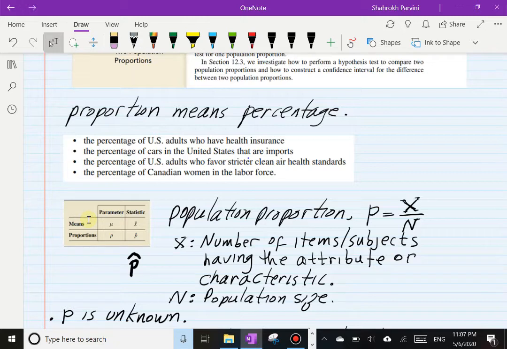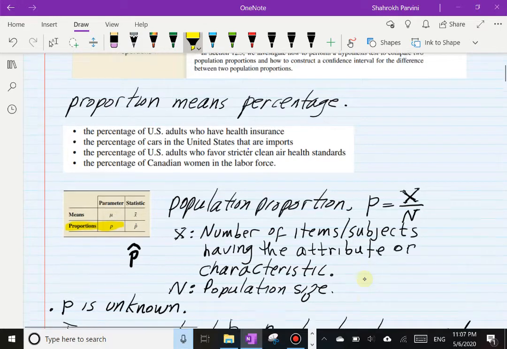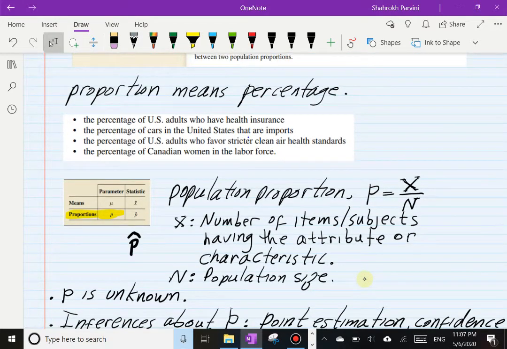Now, the population proportion p is going to be, we have a formula here for it, x over N, where X is the number of items or subjects that have a certain characteristic or attribute that we are interested in. In this formula, for the population percentage, capital N is the population size. Now remember, parameters are of the population, and in this case, our parameter is going to be p. These are unknown for us, and we need to estimate them. And the point estimate of this, of course, is going to be p hat, which is a sample percentage.